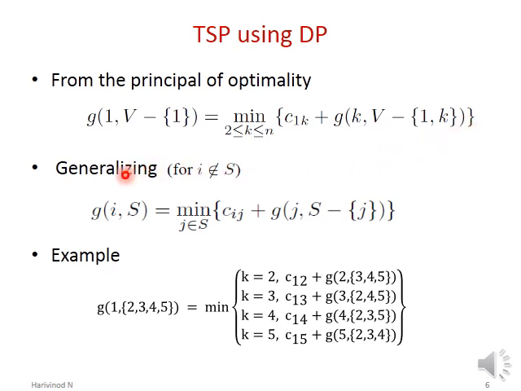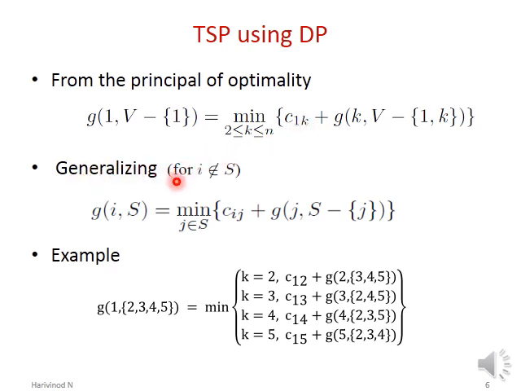So generalizing this particular expression, what you can observe is that the original problem is written in terms of its subproblem for different values of k. The set of k is nothing but the vertices that are directly connected to 1.